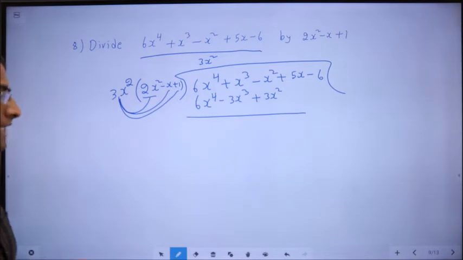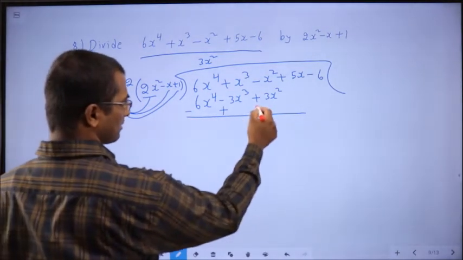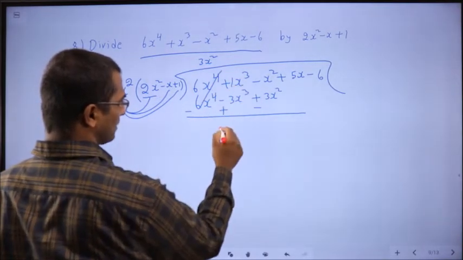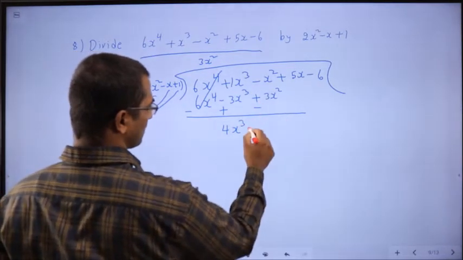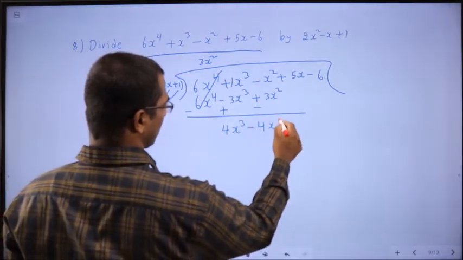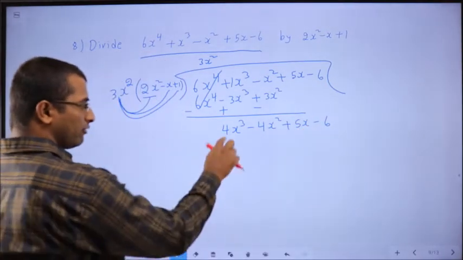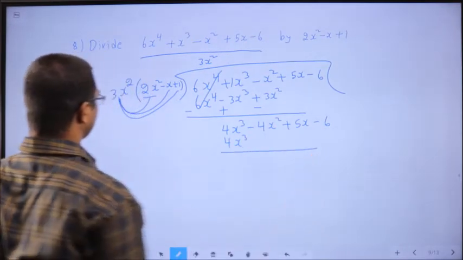Okay. Now change the sign. So make it minus, plus, minus. So this cancels out. Plus 1 plus 3 will be 4x cube. Minus 1 minus 3 will be minus 4x square plus 5x minus 6. Here 4x cube, below this also I should get 4x cube only.